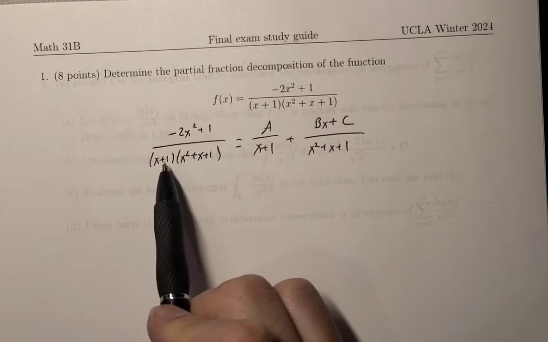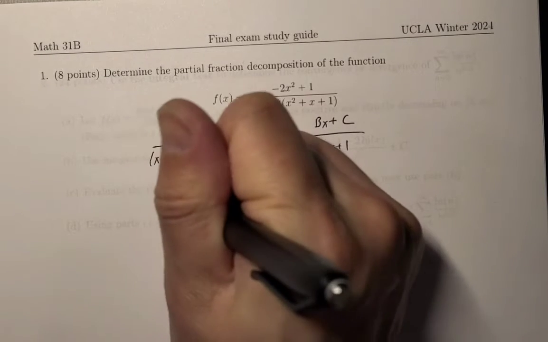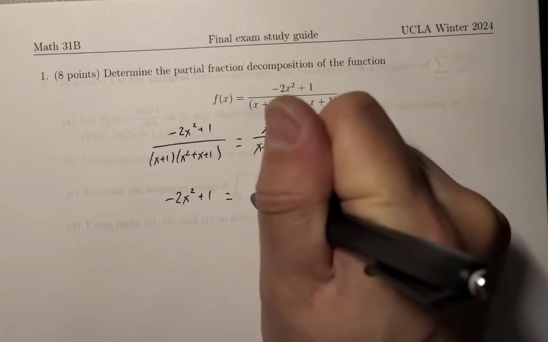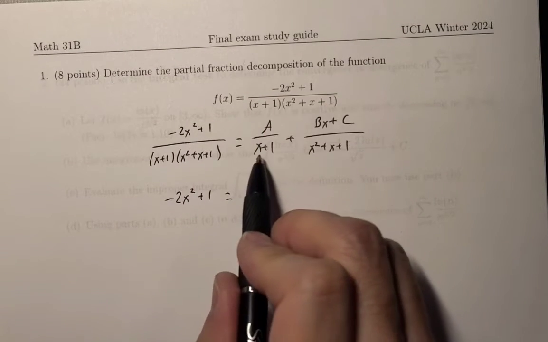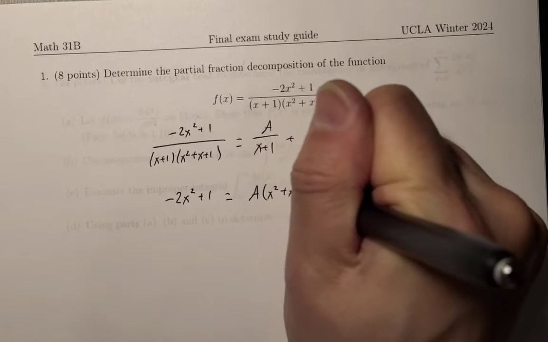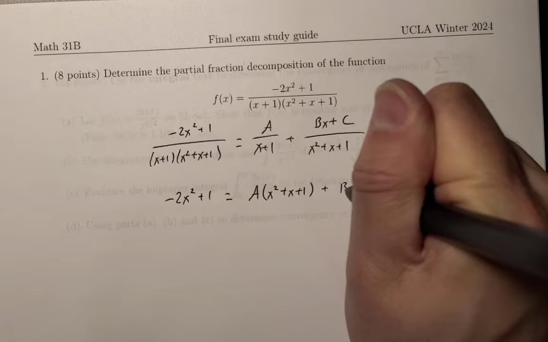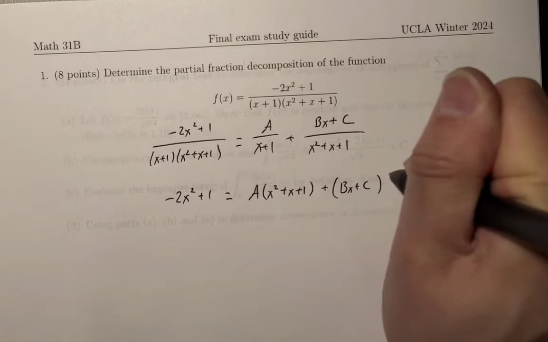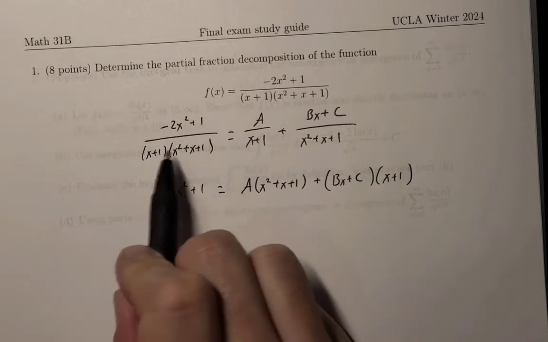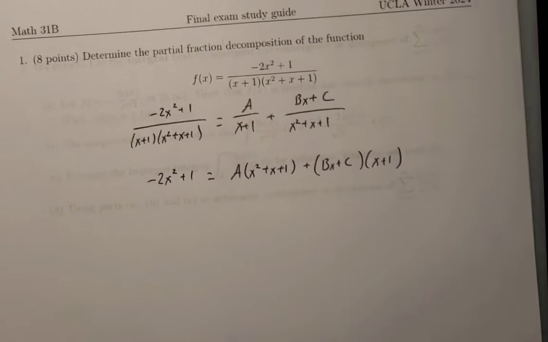We're going to multiply both sides by this denominator. On the left-hand side, we get minus 2x squared plus 1. On the right-hand side, the x plus 1s would cancel. We're left with A times the quadratic term, and then over here, we have Bx plus C times x plus 1 still. I just multiplied both sides of this equation by this denominator.